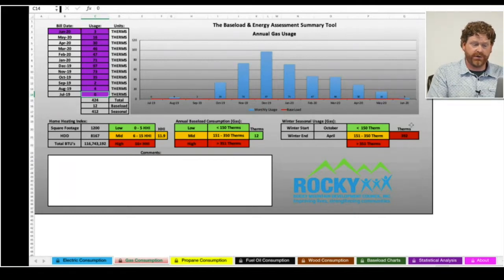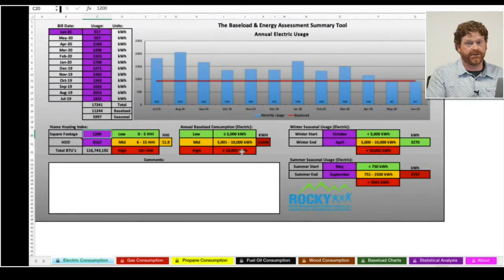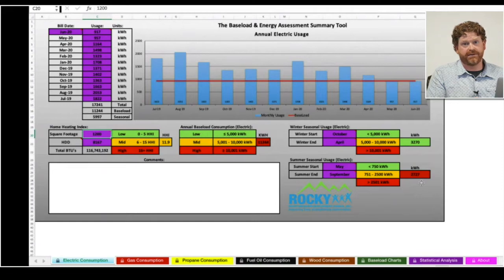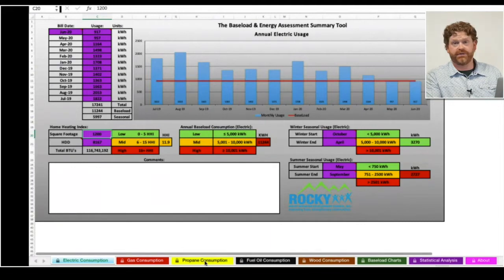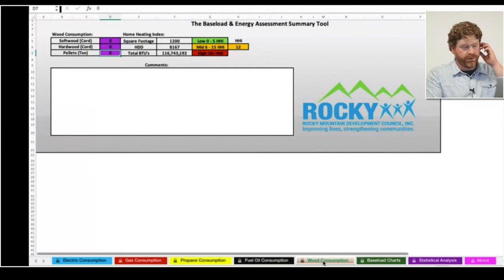So that tells us what we want to focus our efforts on. We know we want to look for opportunities for air sealing and insulation based on the high gas use for the winter. And when we go back to the electric page, we know that we want to consider base load measures and education to bring this down. And we also have some significant summer cooling usage, which would also be impacted by our air sealing and insulation measures. Now we have other fuels down here that you can add. There's propane, fuel oil, and wood.